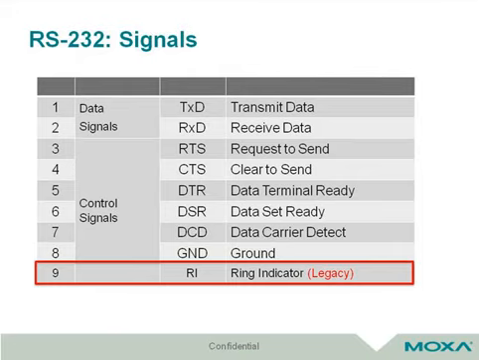This table shows RS-232 pin definition. TXD is for transmit data. RXD is for receive data. RTS, CTS, and DTR, DSR are used for flow control. GND is ground pin. RI is not used currently.